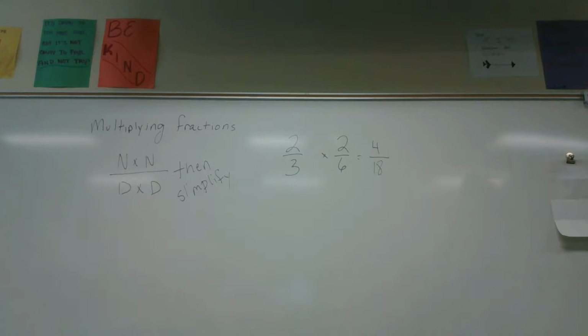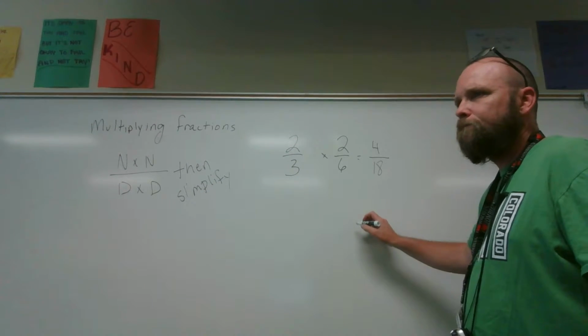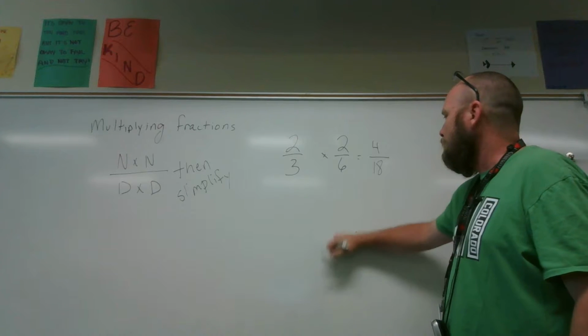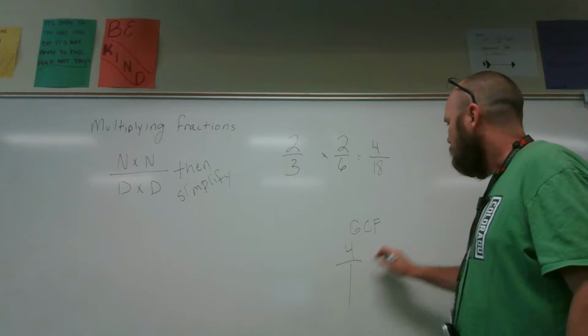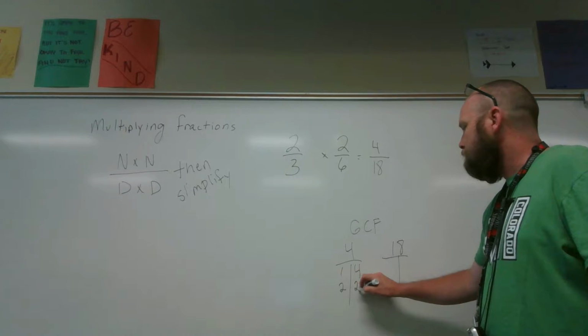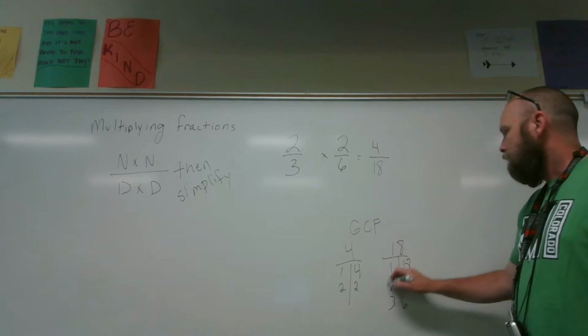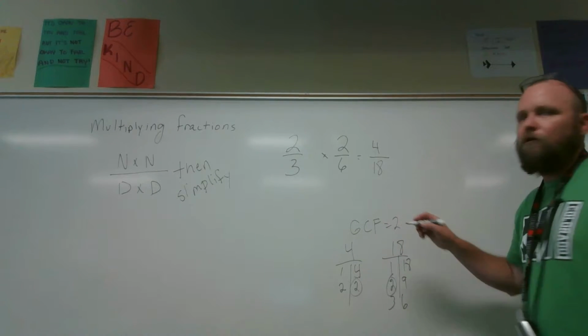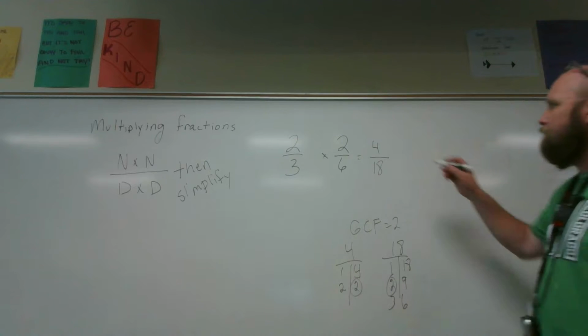Hannah, can this fraction be simplified? And how do you know this fraction can be simplified? Good. I can divide it by 2. If I find my greatest common factor of 4 and 18, I'm going to find that 2 is the greatest common factor. The biggest one they have in common is 2. Since 2 is a common factor, I divide both my numerator and denominator by 2.